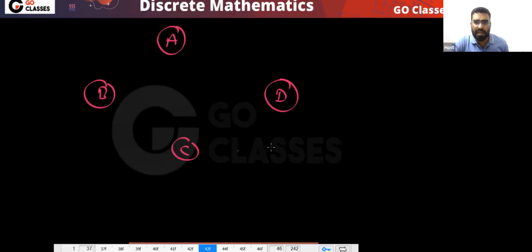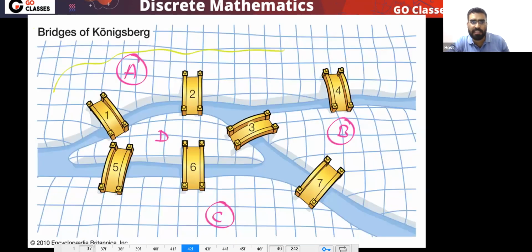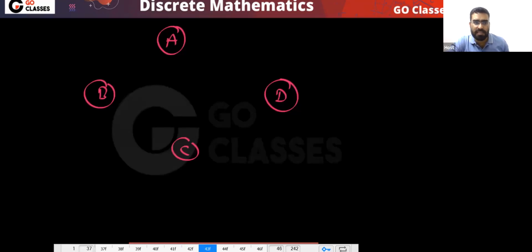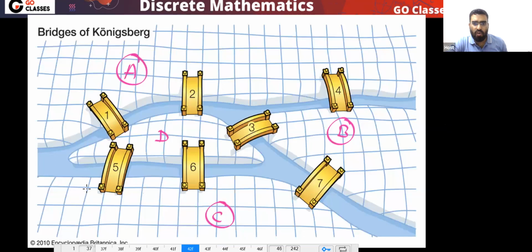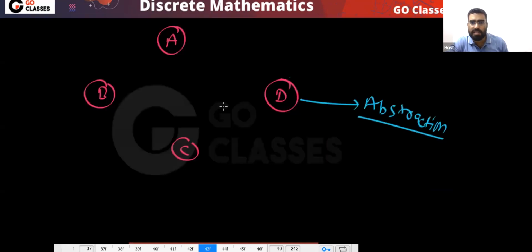So tell me first of all, let's assume this is some city. This A, B, C, D, what are these? This is an abstraction of this area. Yes or no? This is the abstraction of this area. Correct?